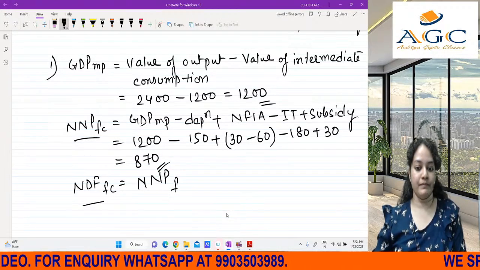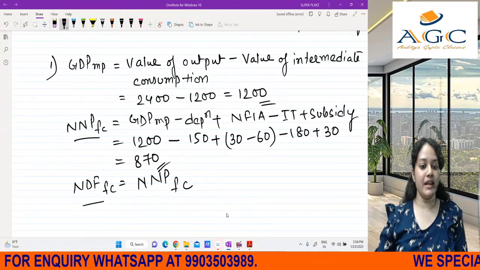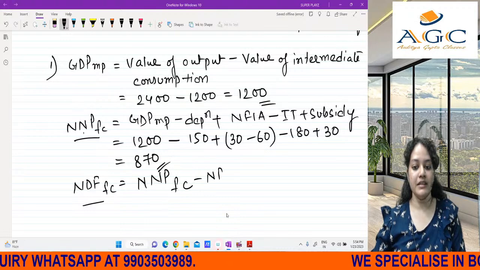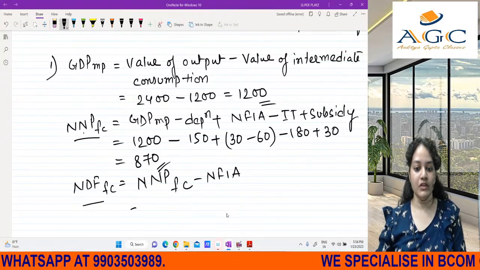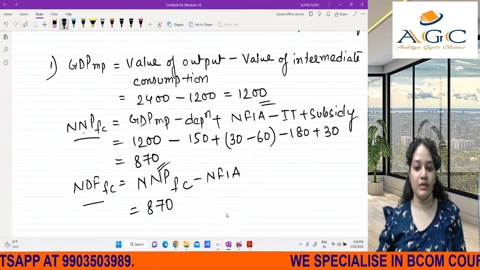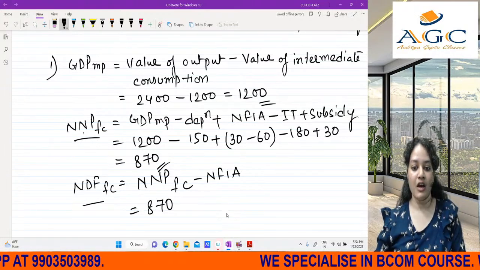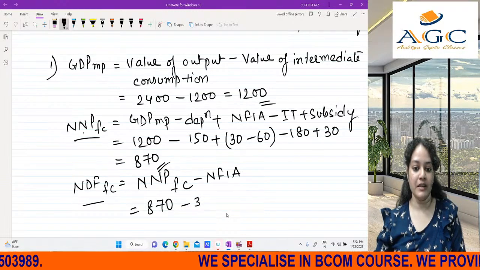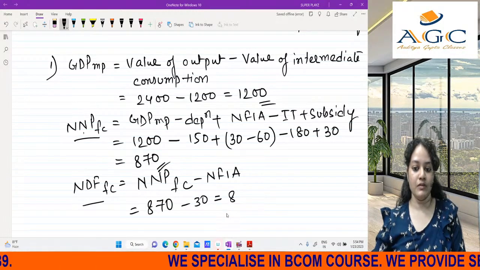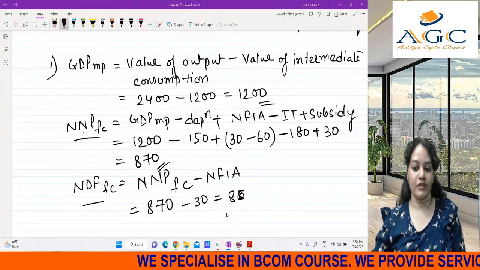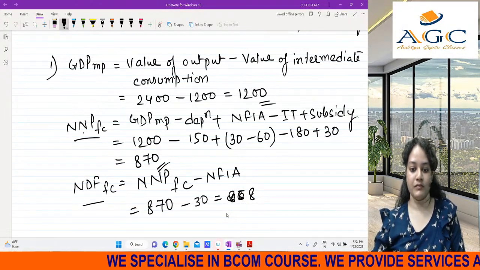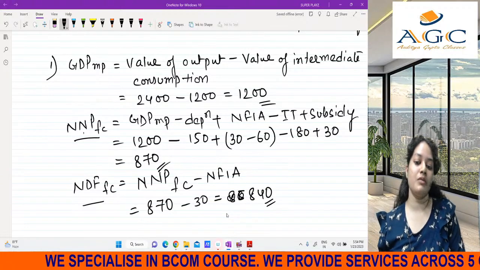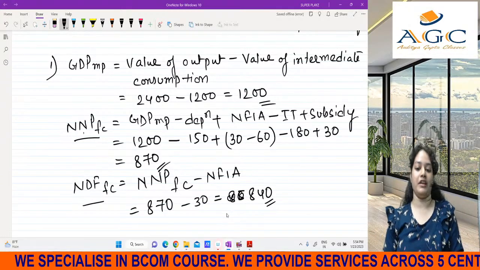NNPFC, what is the only factor that is changing? From national to domestic, minus NFI. So what is NNPFC's value? 870. And how much is NFIA? We know that it's 30 minus 60, so it will be minus 30. So the value for our NDPFC would be 840.